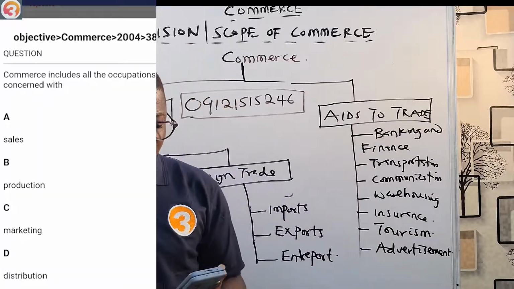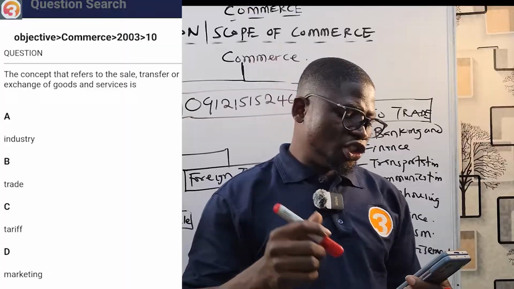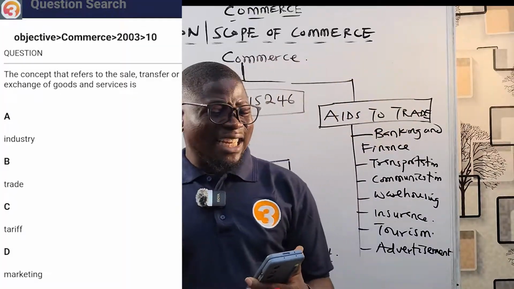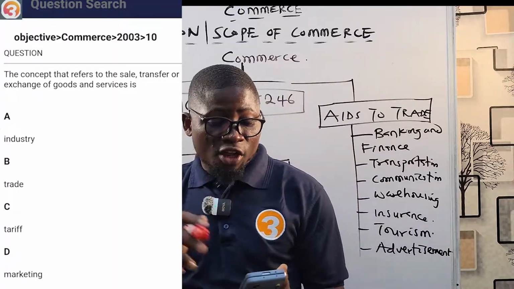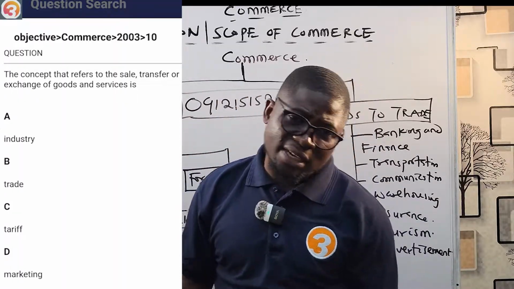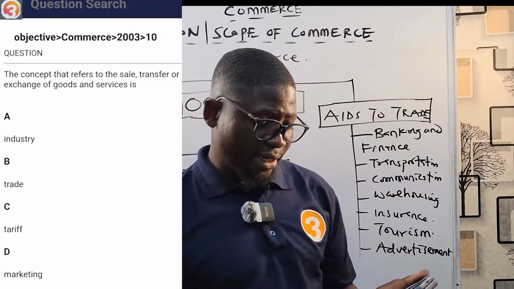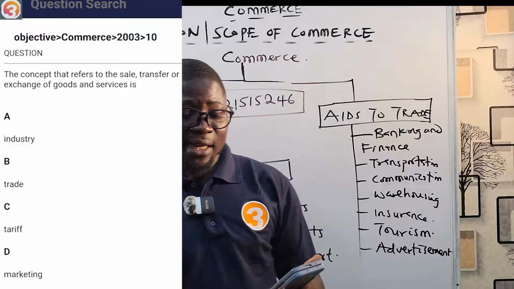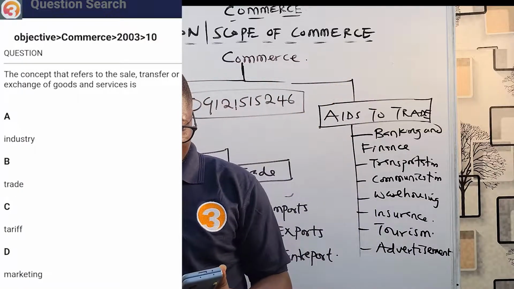All right, let's see 2003, number 10. They say the concept that refers to the sale, transfer, or exchange of goods and services. Is that not trade? That is trade. So A, they say industry. B, they say trade. The answer there is trade already. C, they say tariff. D, they say marketing. The correct answer there is trade. All right, now let's see the last question, I guess.